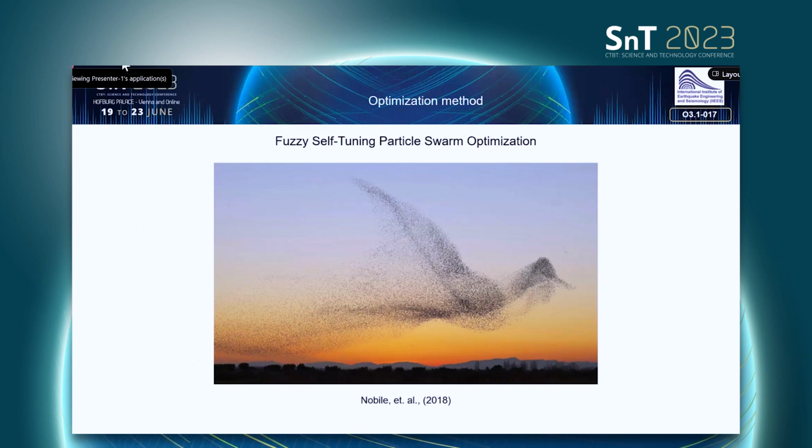So, to find the best array geometry, we have applied the fuzzy self-tuning particle swarm optimization method. It's a variant of the original PSO, which is a global optimization method inspired by nature's social behavior and the dynamic movements of a school of fish or a flock of birds. PSO tries to optimize the global best solution by moving the particles within a swarm inside a bounded search space.